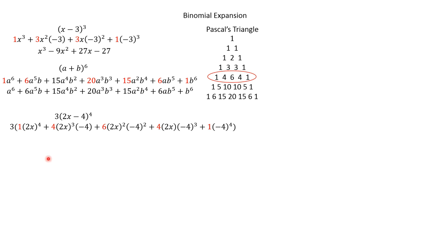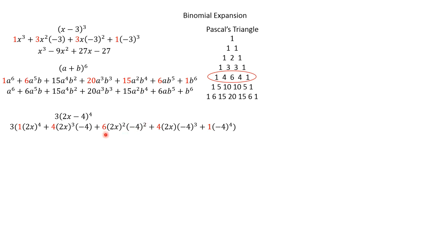Well, now here we have 1 times 2x to the 4th. 2x to the fourth is 2 to the fourth, and x to the fourth. 2 to the fourth is 16, so we'll have 16x to the fourth. Here, we're going to have 2x cubed. That's 2 cubed is 8, x cubed. And then we'll have to multiply it times 4 and negative 4. Here, 2x squared, 2 squared is 4. And the negative 4 squared is 16.